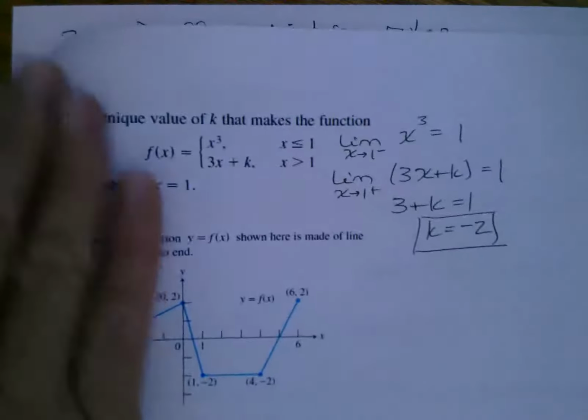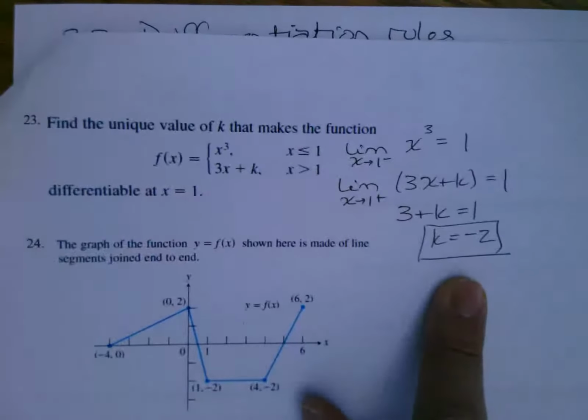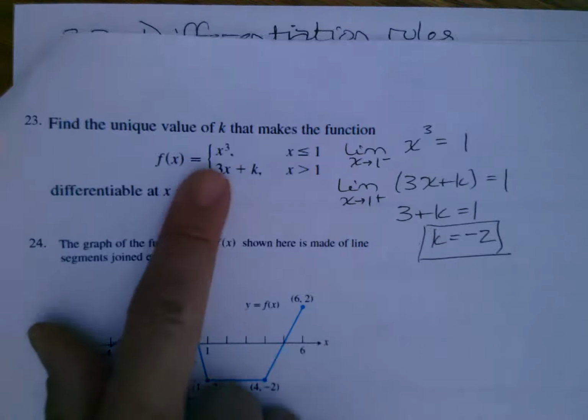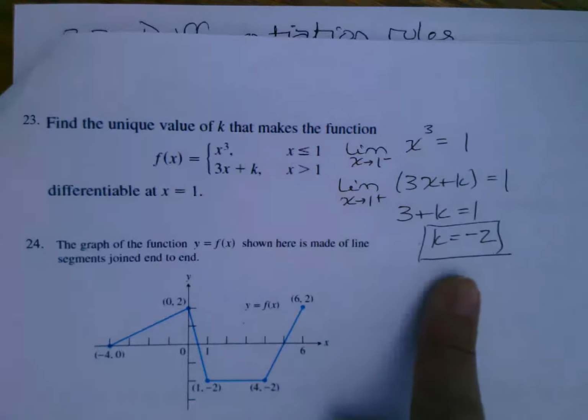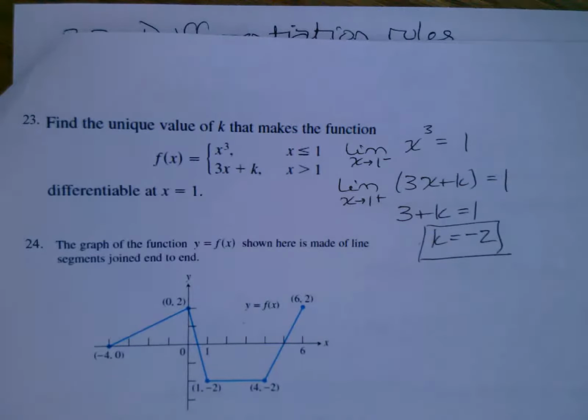Looking at number 23, we did find a value of k for which the function is continuous. And if I look at limits, it turns out that the left and right hand limits of the difference quotient also match. So the function is differentiable when k equals -2.